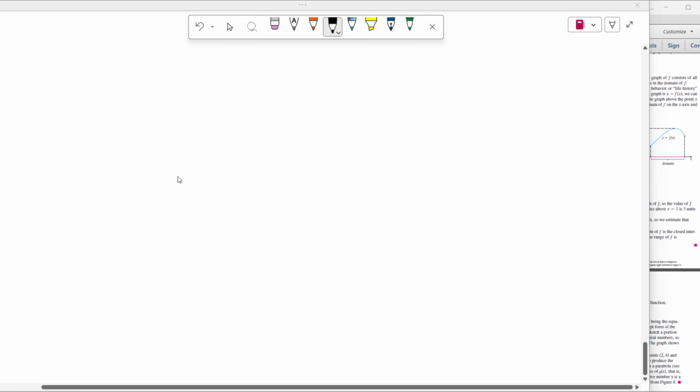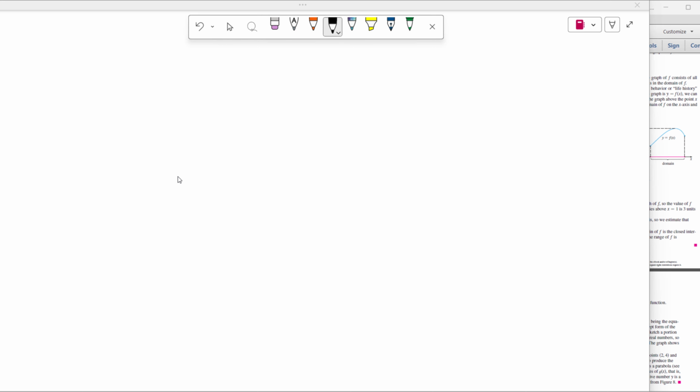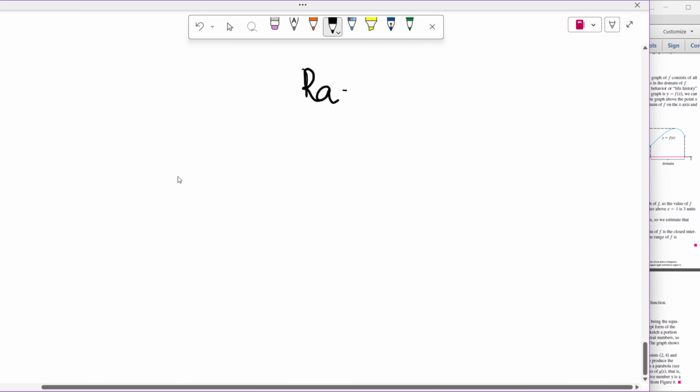Last time we covered the concept of polynomial and rational functions. Today we are going to discuss the concept of radical functions.